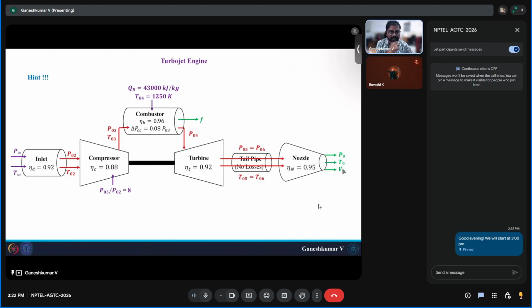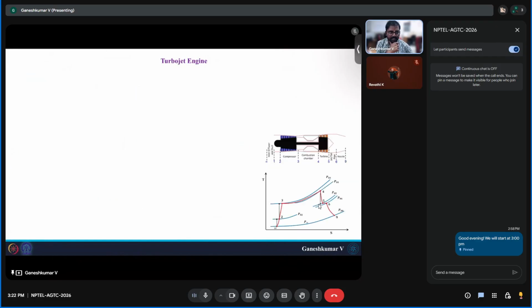So once we have P9, T9, and V9, we can directly find thrust and TSFC. So to find thrust and TSFC, you have to go through all this process of finding every terminal pressure and temperature. Okay. If there is any doubt, please stop me anytime. Don't worry about it. So we will proceed with the calculations.